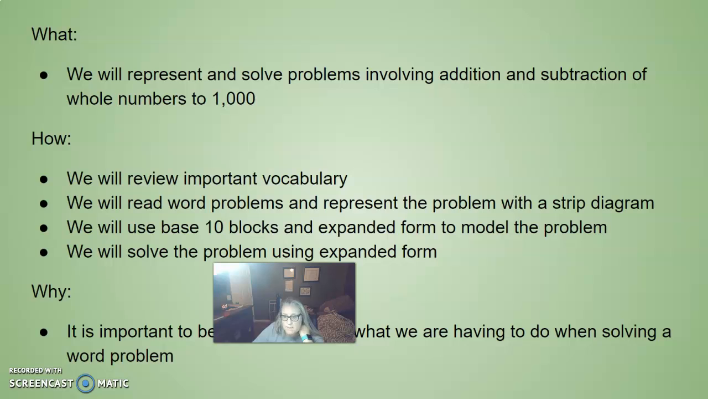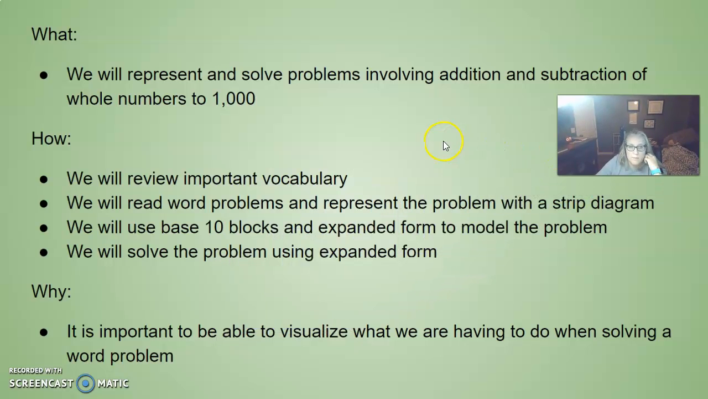So let's review what we talked about today. We talked about how to represent with our strip diagram and solve problems involving addition and subtraction of whole numbers to 1,000. We reviewed our important vocabulary words. We read word problems and represented the problems with strip diagrams. We used base 10 blocks and expanded form to model the problem, and we solved the problem using expanded form and base 10 blocks. We did this because it's important to be able to visualize what we are having to do when we solve a word problem.